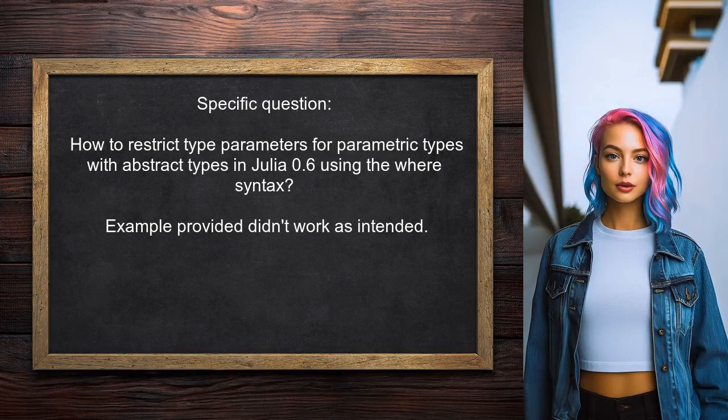Let's look at the specific question at hand. One user asked about restricting type parameters for parametric types with abstract types in Julia 0.6 using the where syntax. They provided an example that didn't work as intended. Sound familiar? Let's explore this together.